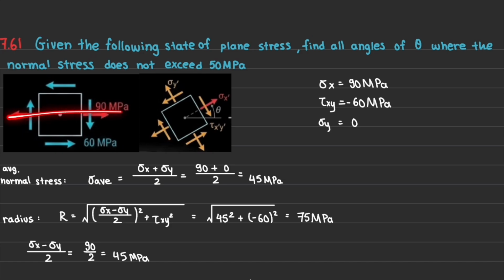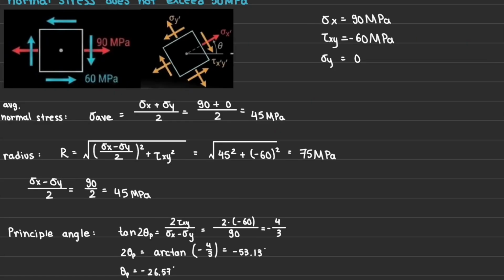As we can see in the x-axis, we have tension, which means that is positive 90 megapascal. And then we see that our shear stress points clockwise on the right face, which means that we have a negative 60 megapascal, and there's no vertical normal stress, so we mark it down as 0.